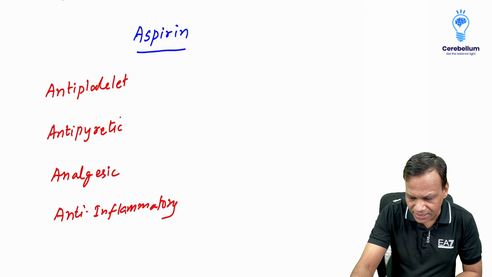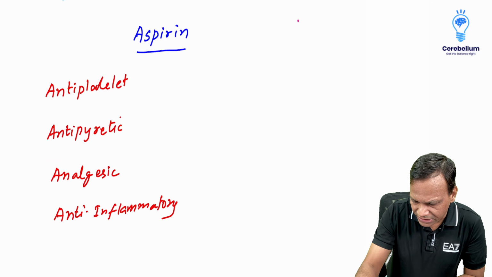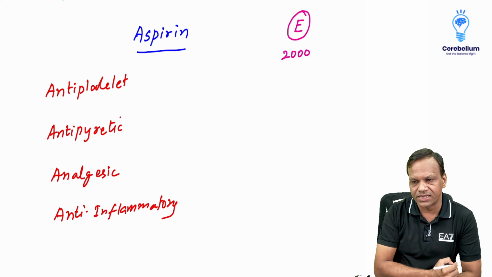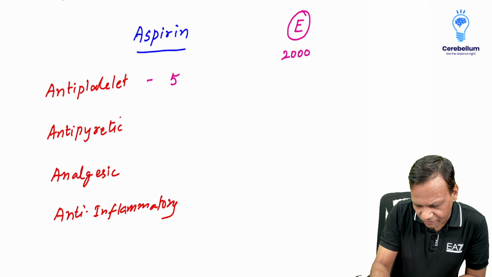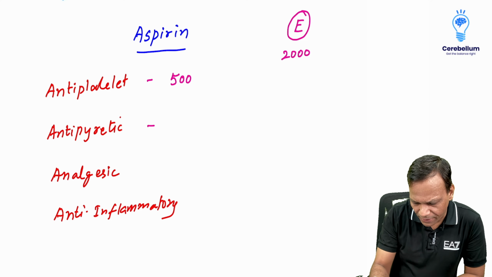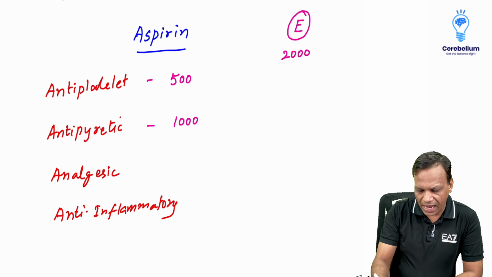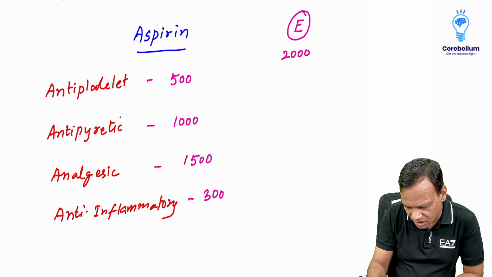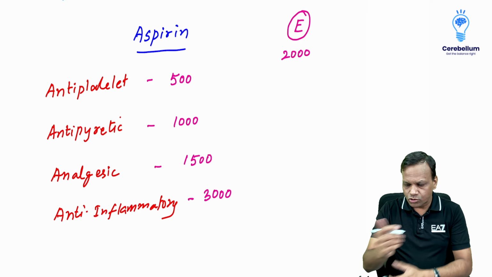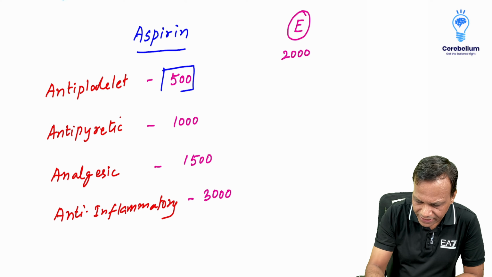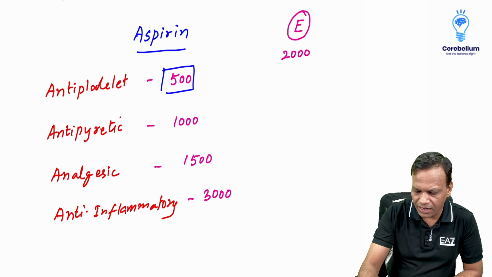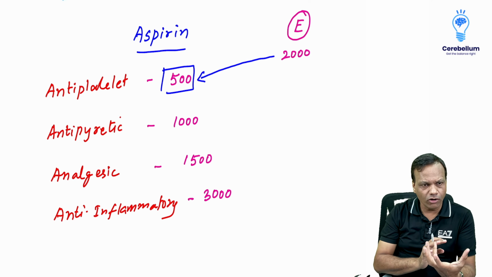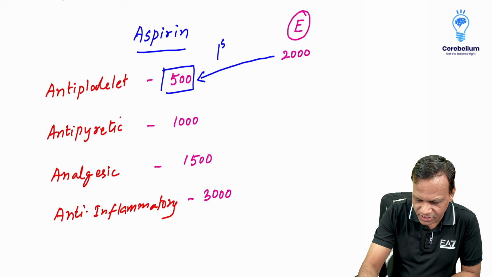Okay, now to understand this, make the concept: suppose the enzymes to metabolize aspirin in the body are 2,000. Antiplatelet action occurs at 500 molecules. Antipyretic action occurs at 1,000. Analgesic action occurs at 1,500, whereas the anti-inflammatory dose requires 3,000 molecules. That's just to make you understand. So if we use aspirin as an antiplatelet drug, which kinetics will it follow? If we use it as antiplatelet, which kinetics will it follow? Tell me which kinetics it will follow. Yes, it follows first order kinetics.